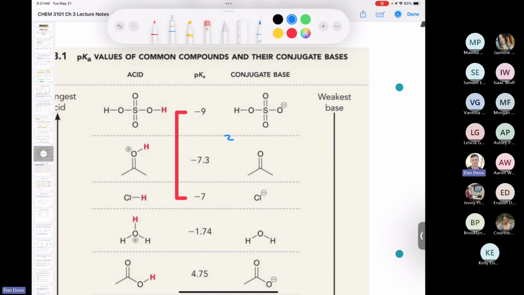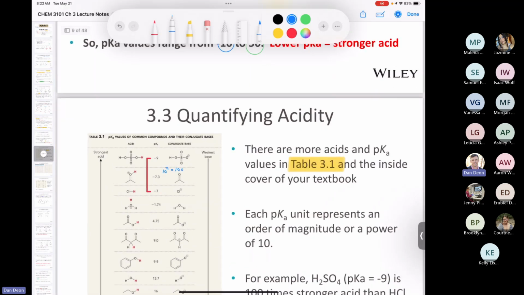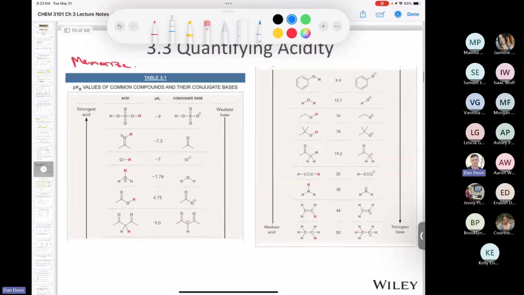If you take -7 and subtract -9, you get +2. But it's 10 to the power of 2, which is 100. And so sulfuric acid is not 2 times stronger, it's 100 times stronger, okay? That's how logarithms work. So now let's take a quick journey through this table, okay?